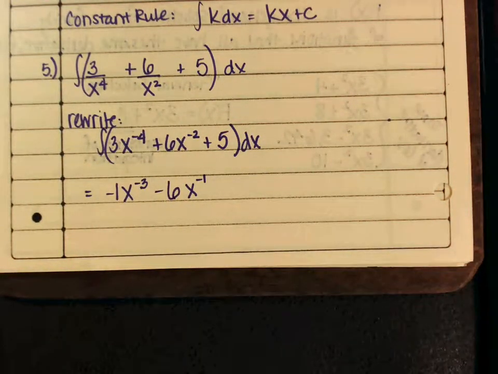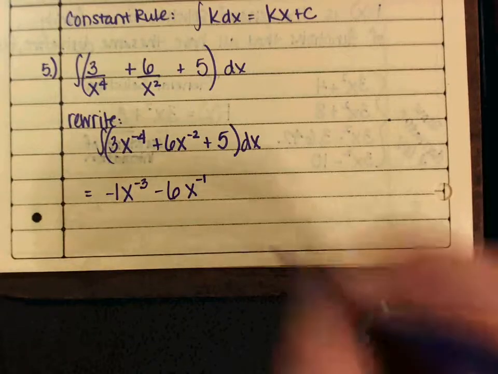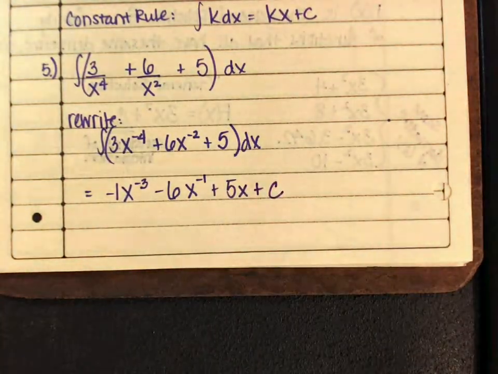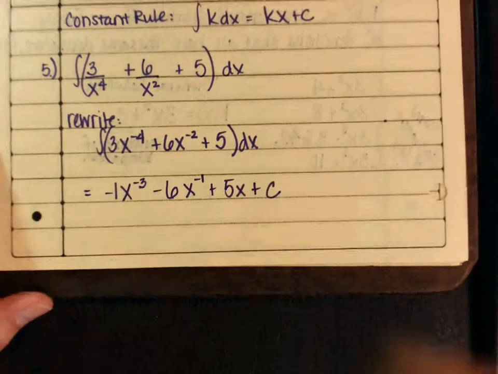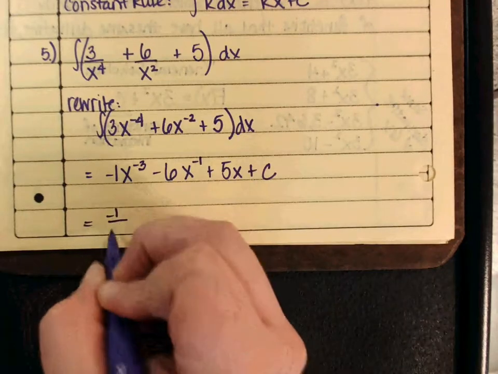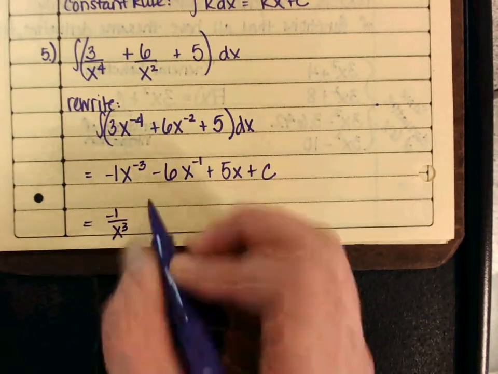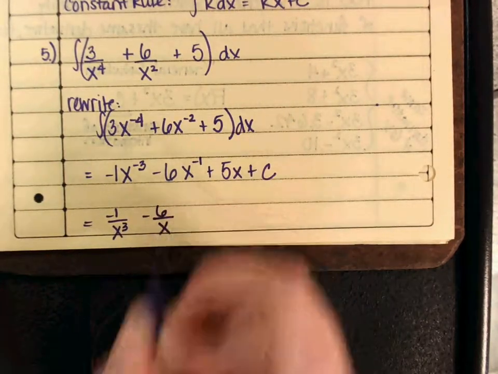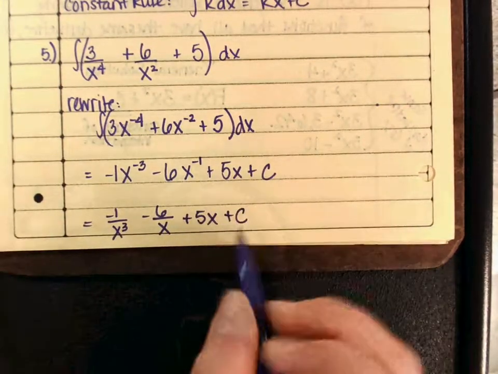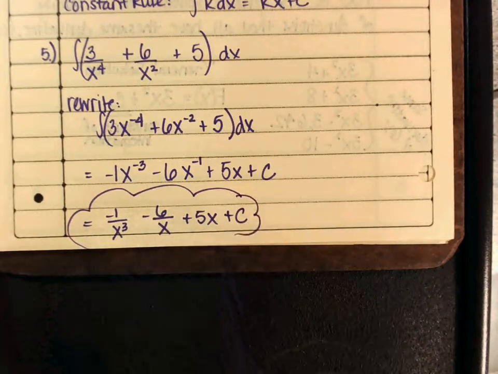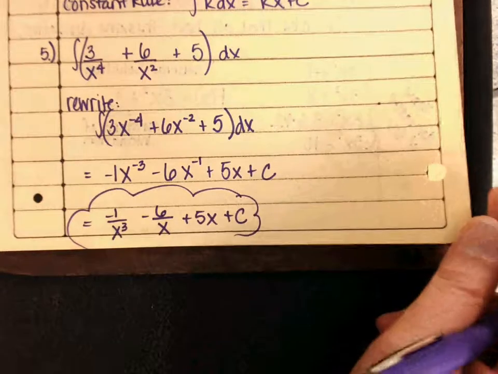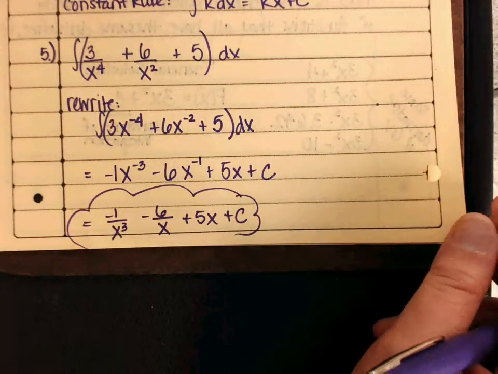5 is a constant. What's the antiderivative of 5 then? 5x plus what? C. Now on the AP test, they're not going to leave negative exponents, so we would convert that to be negative 1 over x to the 3, minus 6 over x, plus 5x plus c. Good? Okay.